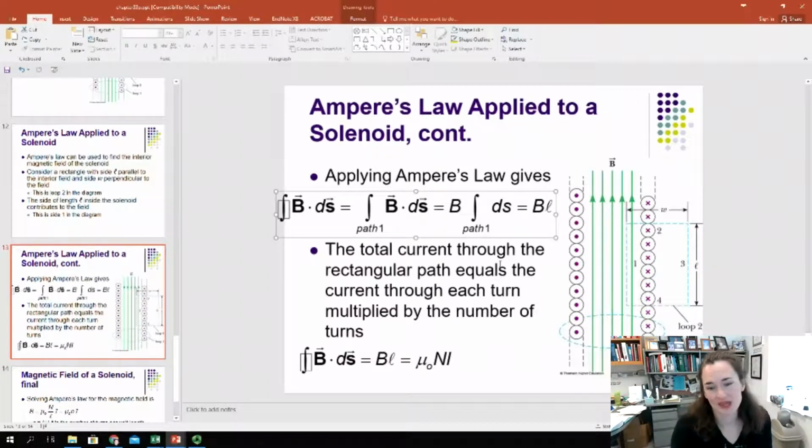Now we have to set this equal to mu naught times I enclosed. So what is our total enclosed current? It would be the current through each loop, which we'll call I, times the number of turns in whatever length you've got. For example, here we'd have 1, 2, 3, 4, 5, 6 turns enclosed in our little Amperian loop. So it would be mu naught times 6 times I, because we're enclosing 6 turns there. All right, but now let's generalize a little bit.